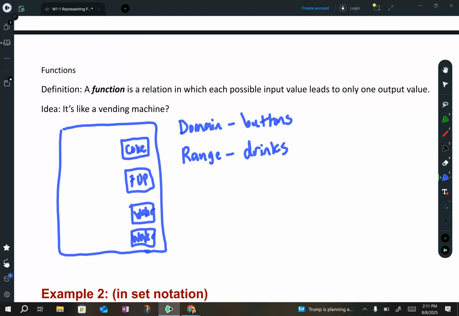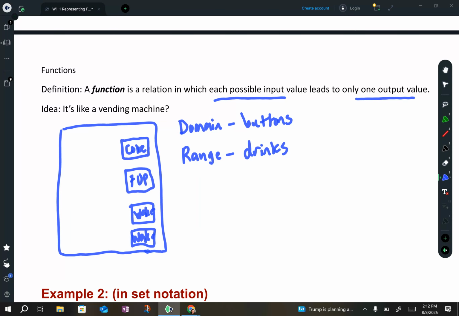So when we think about each possible input only has one output, what that means is if you push the button for Coke, you're going to get Coke. You're not going to push the button for Coke and get Coke sometimes and 7-Up sometimes. People would not like that. So you have to be careful about thinking that every input leads to exactly one output. There's no possible way you can put one thing in and get one thing out one time and something different at a different time.